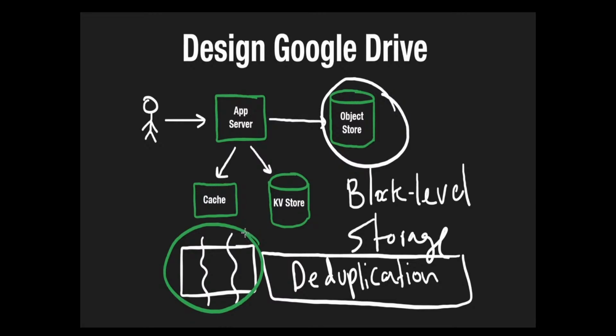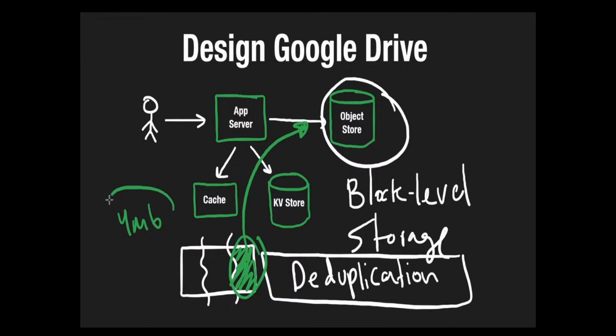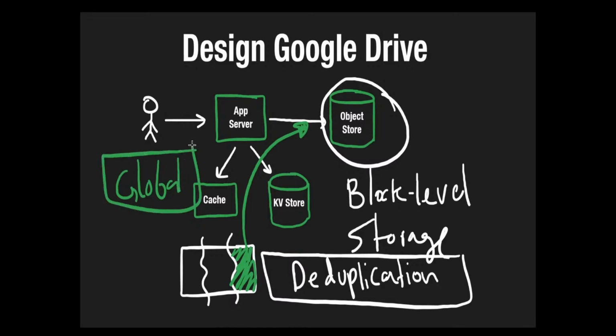So maybe this is a file that a user is trying to upload, but we see that this block has already been stored in our object store, and we have a reference to it, so we would not restore this data. Maybe it would save us 4 megabytes in this example, but at a higher scale, this would probably save us more data if some users are duplicating a lot of data. Now, what would be even better is instead of doing this on a user level, we could do this on a global level for every single user.